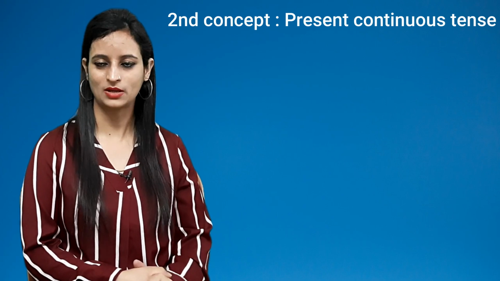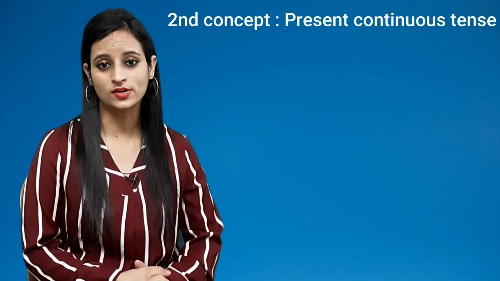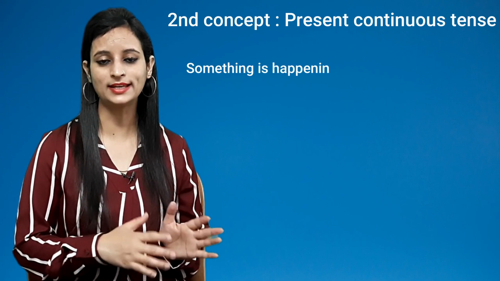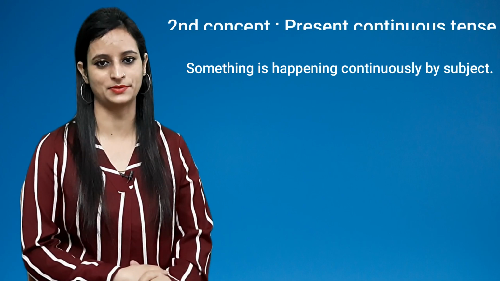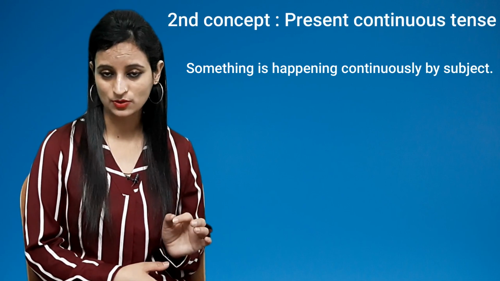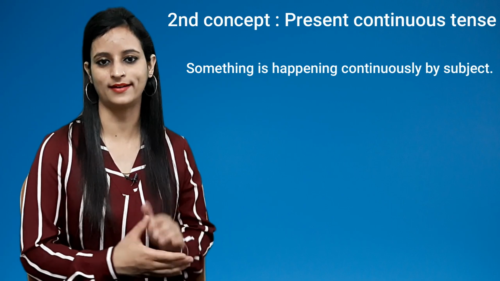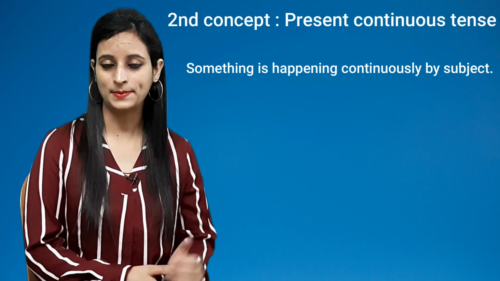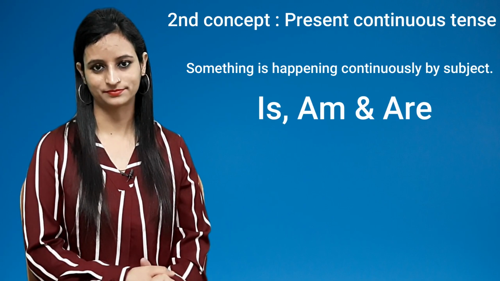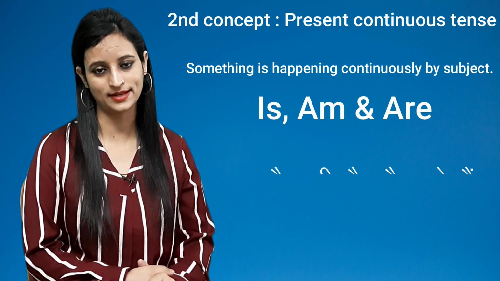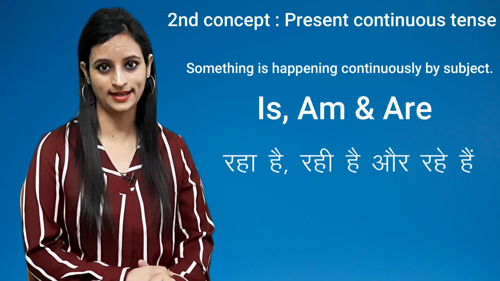Now let's talk about the second concept, that is present continuous tense. Okay, so friends, present continuous tense means if something is happening continuously by subject. अगर सब्जेक्ट के द्वारा कोई काम कंटिन्यू हो रहा है प्रेजेंट में तो आप वहाँ पर is, am, are का यूज करते हैं. इन सेंटेंसेस के एंड में रहा है, रही है, रहे हैं आता है.